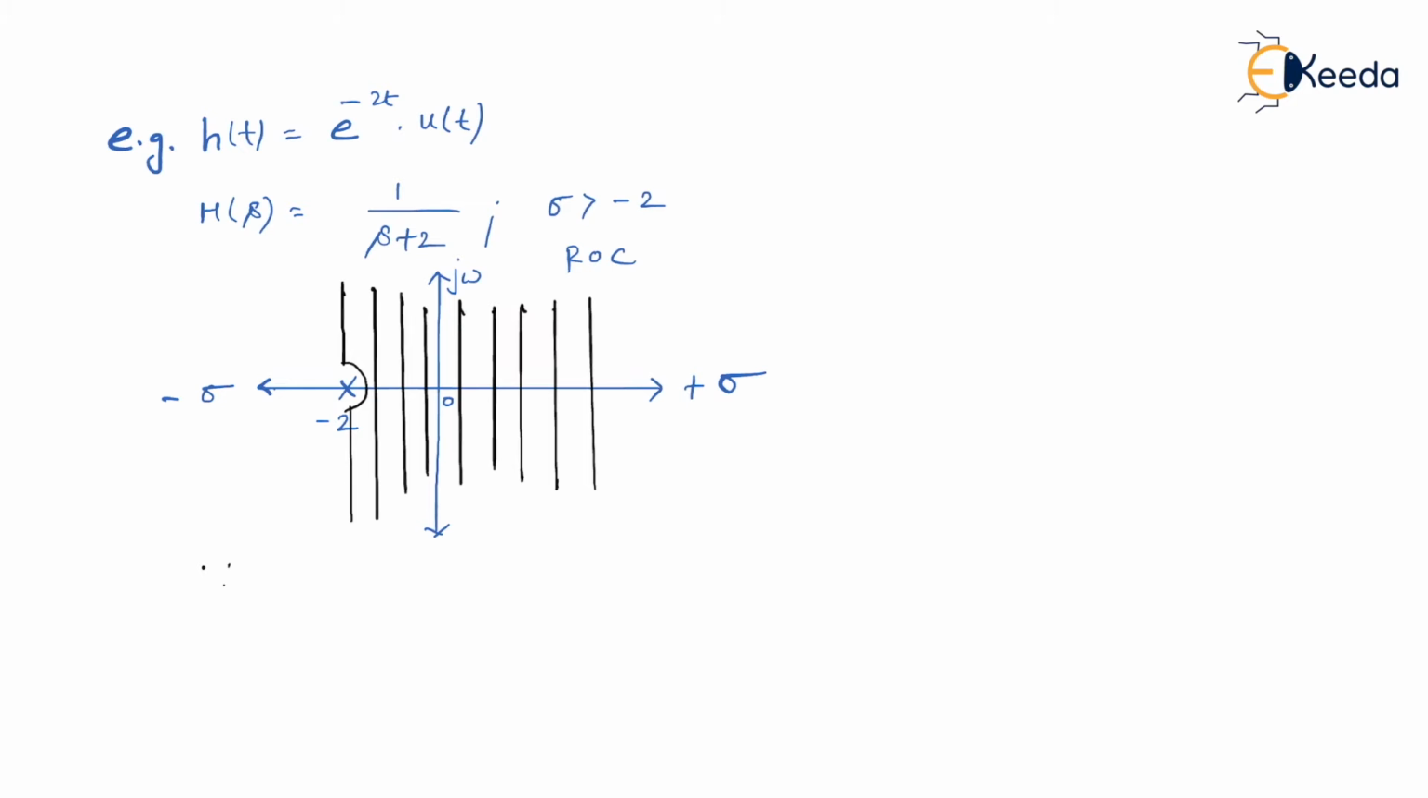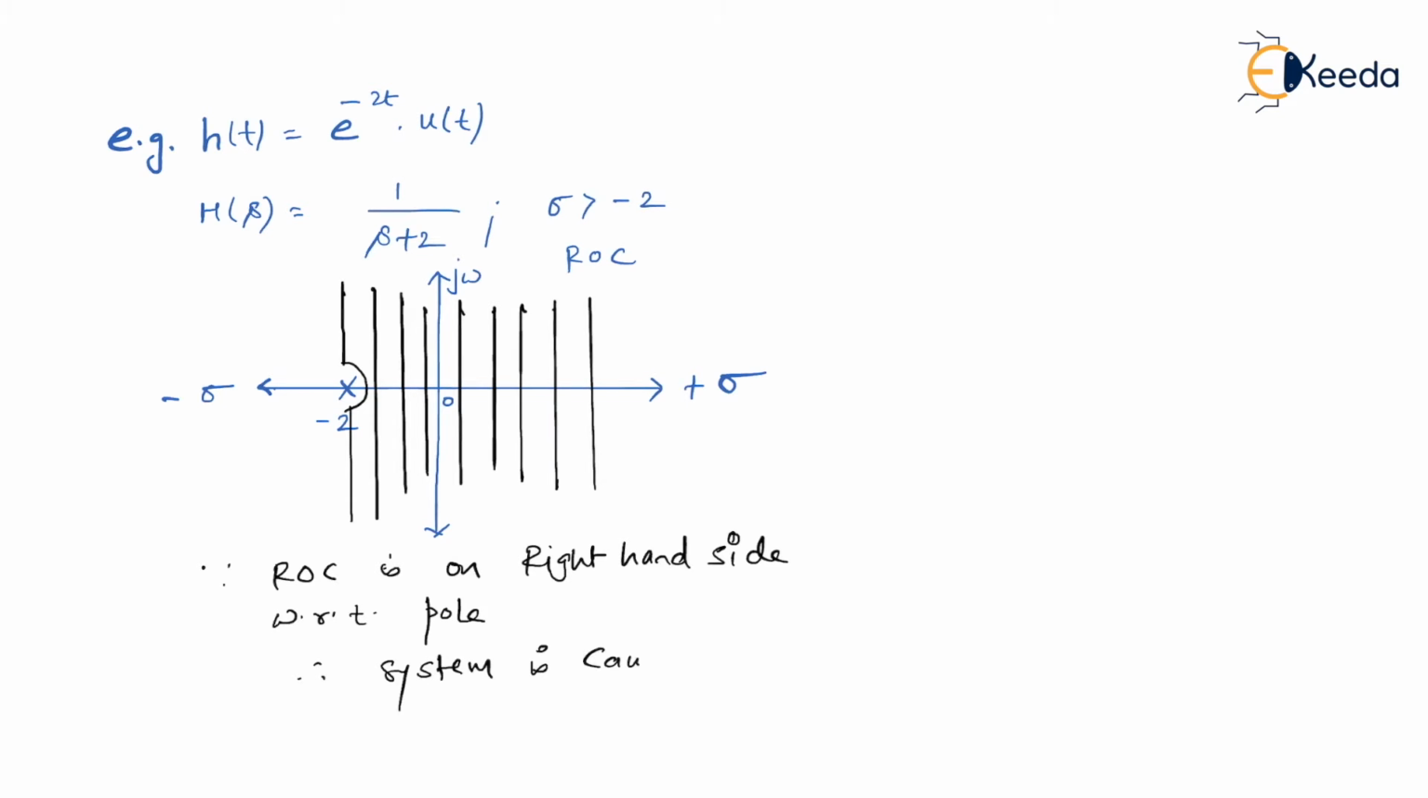So I would say, since ROC is on right hand side, so as you have seen, it is with respect to the pole, therefore the system is said to be a causal system.